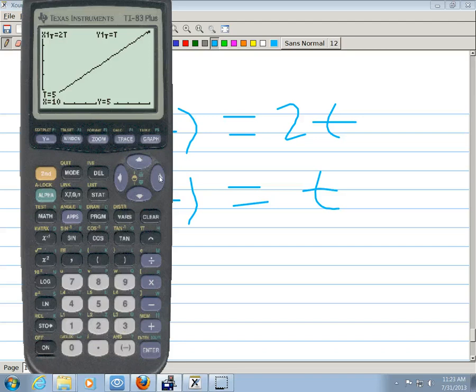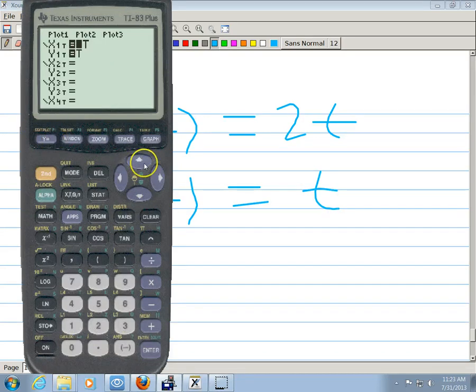Okay, good. Now, what if I change it up a little bit? What if I make this something different? How about cosine of t and sine of t?